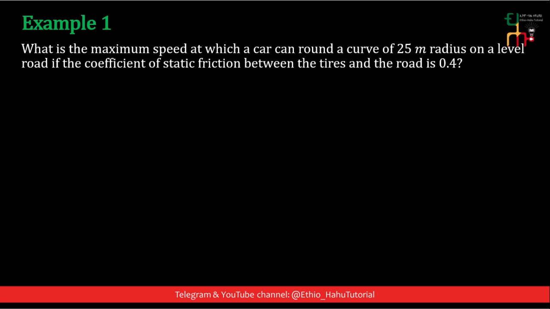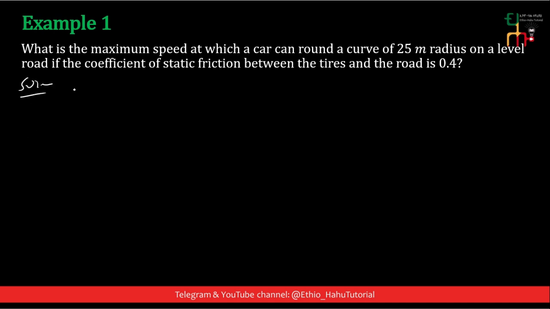We will see the motion of cars around a banked road. Before that, let's do an example. What is the maximum speed at which a car can round a curve of 25-meter radius on a level road if the coefficient of static friction between the tires and the road is 0.4?